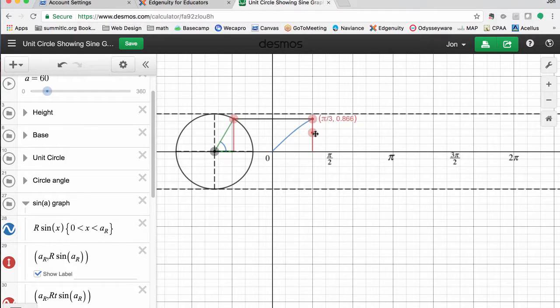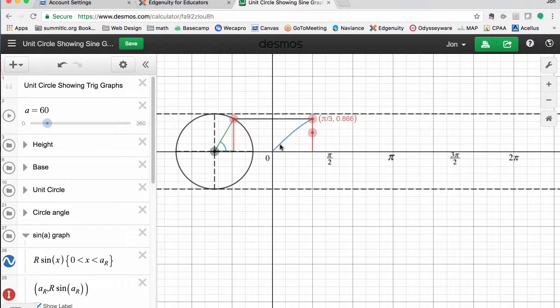There we go. There's the sine. I want to show that one. All right, so we're increasing. We made it up. The sine of pi over 3 is 0.866. That's the square root of 3 over 2. And let's go all the way up to 90 degrees.